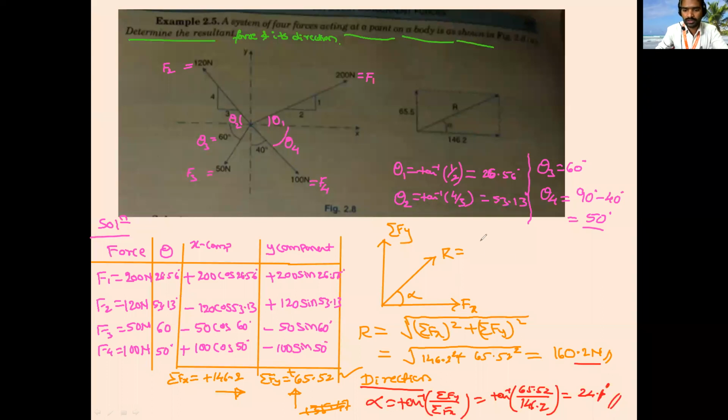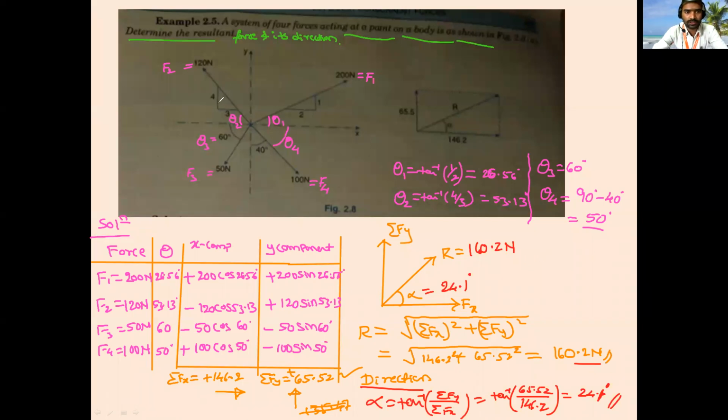So you can write here: the magnitude of the resultant is 160.2 Newton, and alpha value is 24.1 degree. So this is how you have to determine. This problem will be asked for 5 marks.